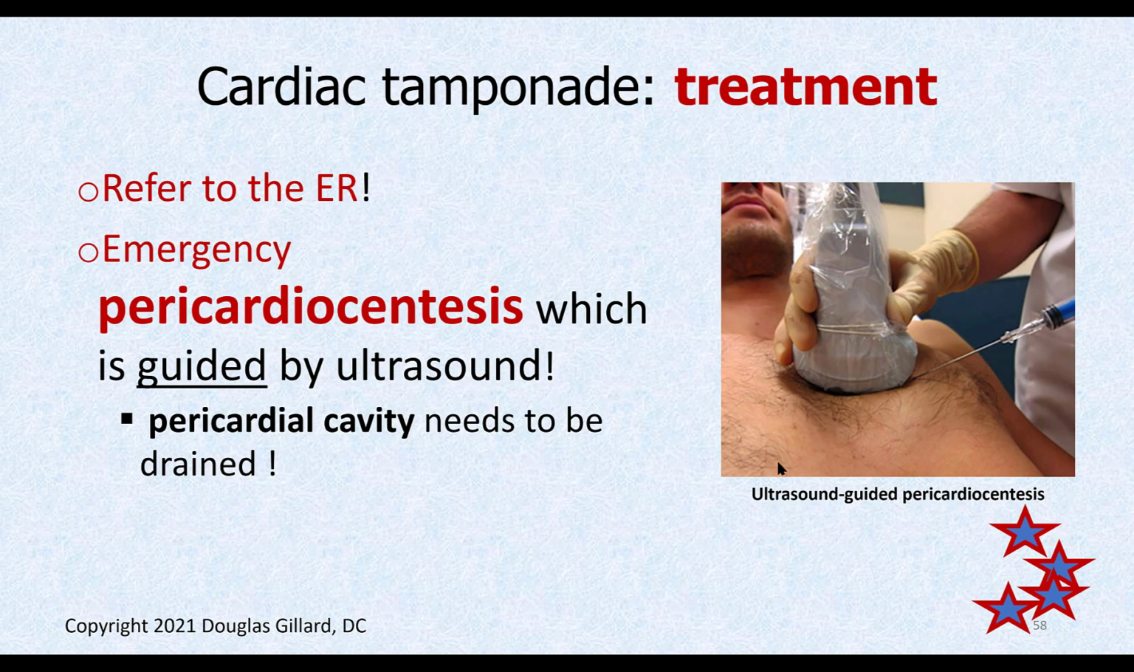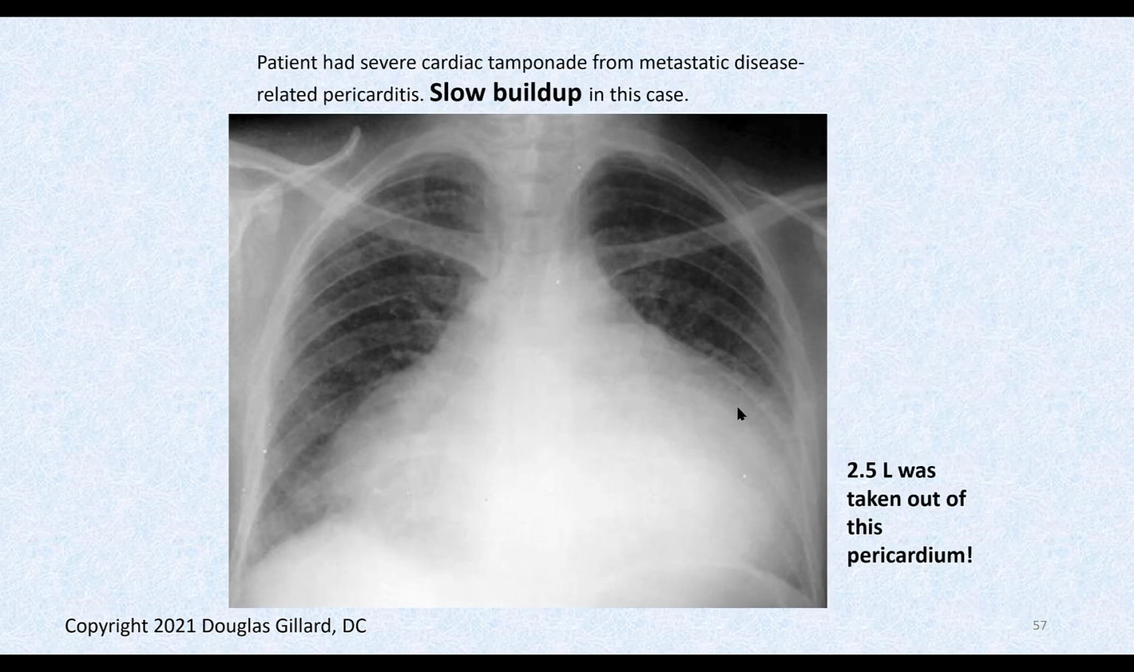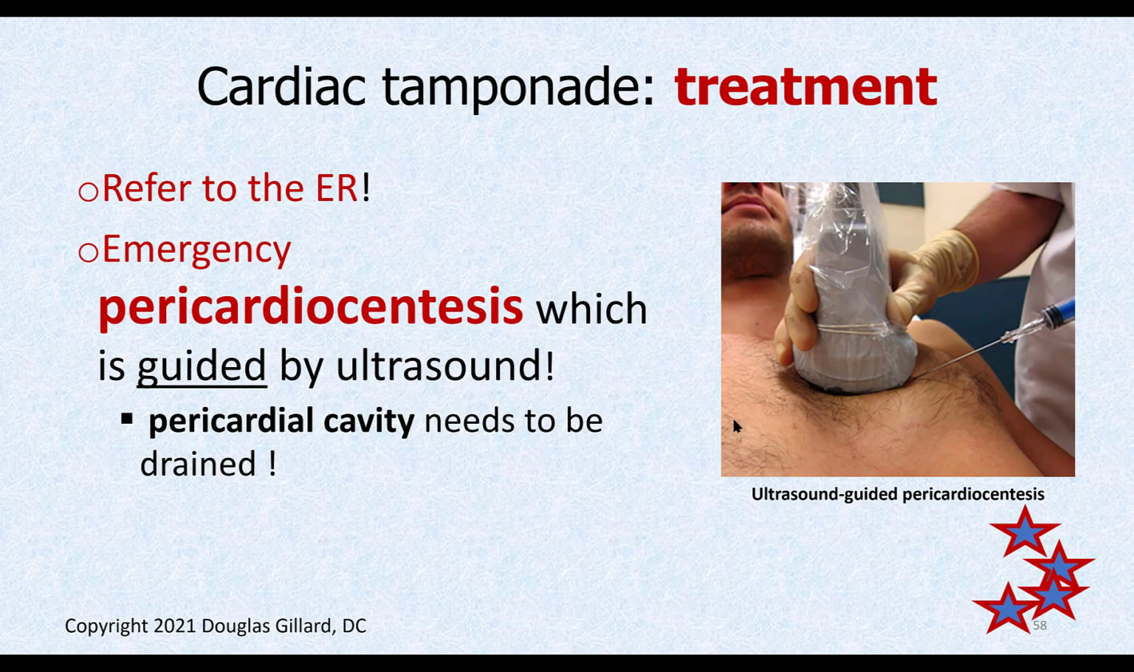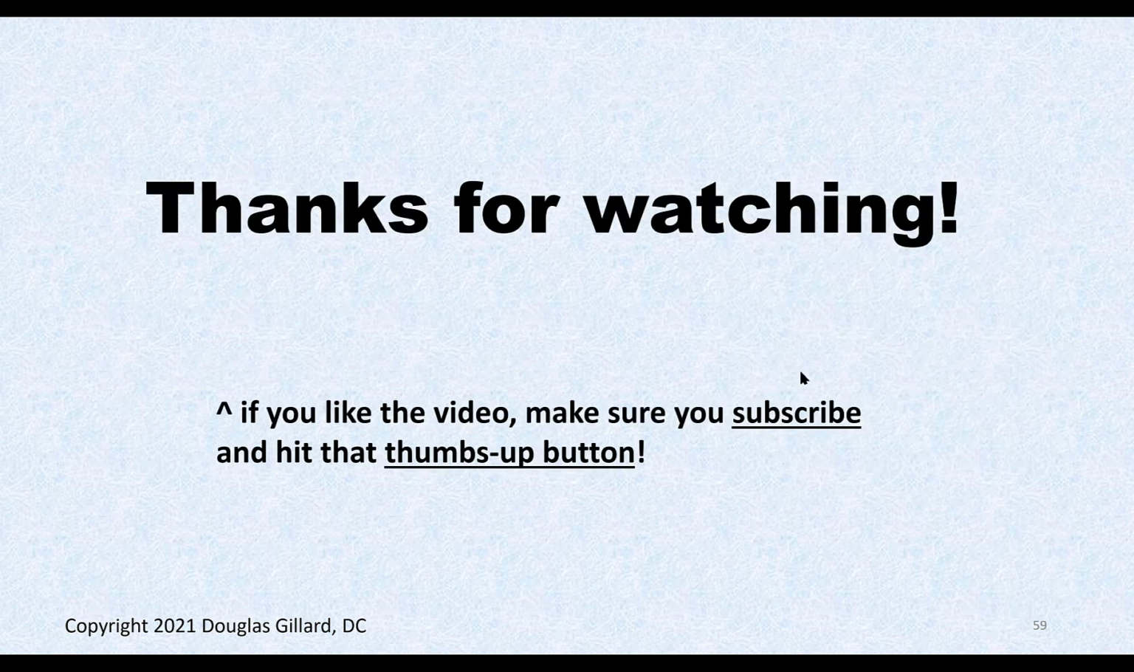Treatment is to get the fluid out. You do something called a pericardiocentesis, and they take, just like this picture, a needle very carefully and put it in here, being careful not to stab the heart, and drain out the fluid. Send it to the lab and biopsy it.